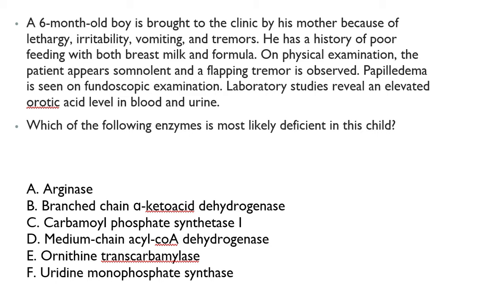Laboratory studies reveal an elevated orotic acid level in the blood and urine. Which of the following enzymes is most likely deficient in this child? Go ahead and pause the video and try the question yourself before I go into the solution.